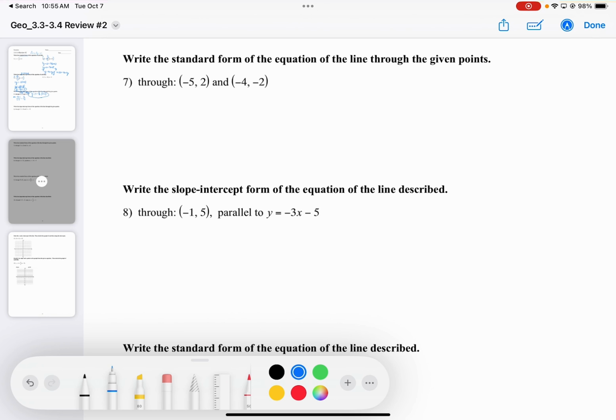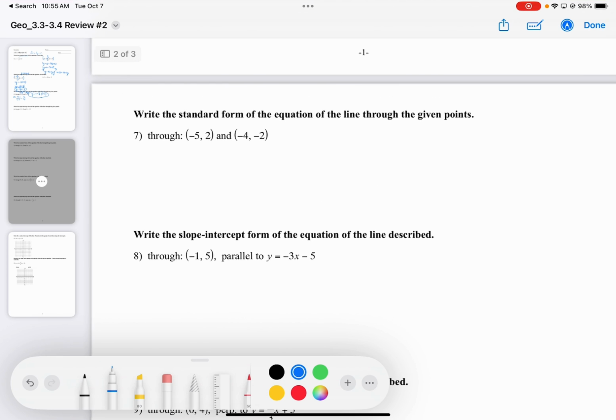All right, so we want the standard form of the equation of the line that passes through these two points: (-5, 2) and (-4, -2). Very similar to the problem that we just started with, the last one. However, I want my final answer to be in standard form, so ax plus by equals c.